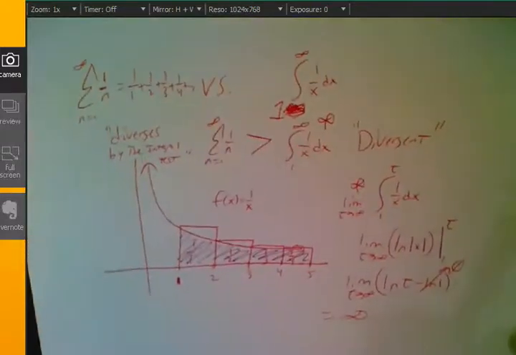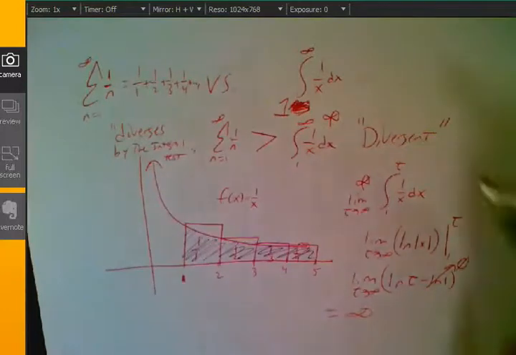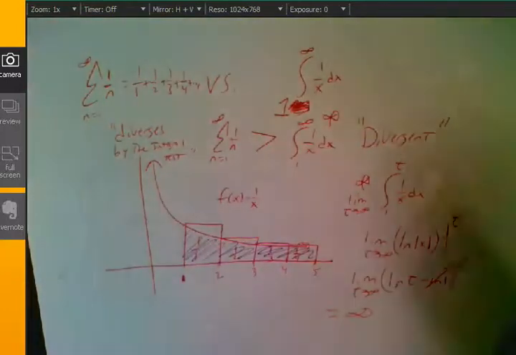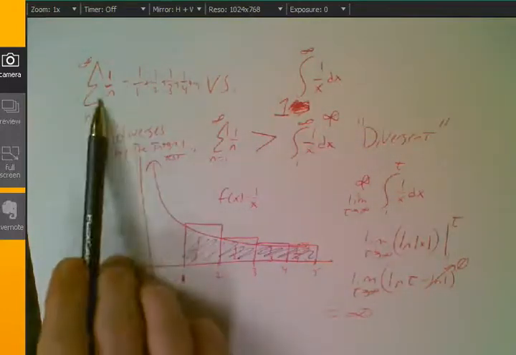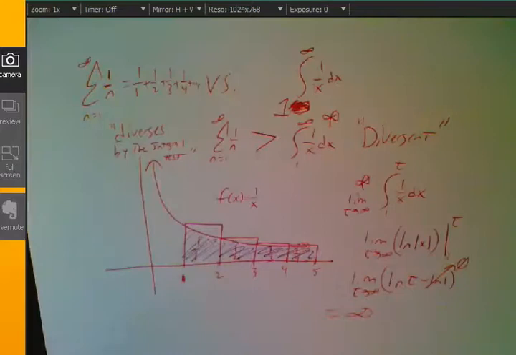So that's actually really it for the integral test itself. It's basically using an improper integral technique to determine convergence or divergence for a series. I'm going to stop the video here. I'm going to go ahead and do an example in the next video, and then I'll show you the p-series.